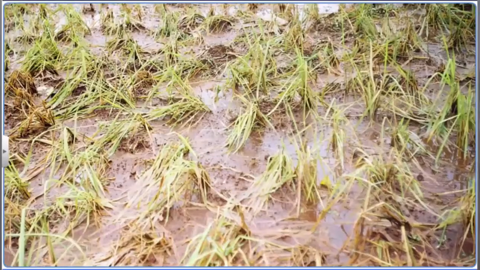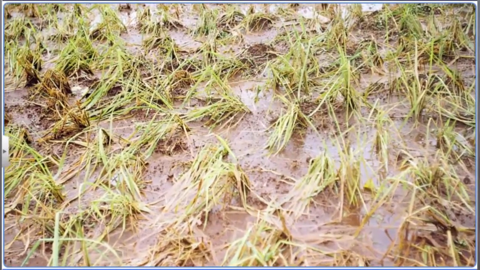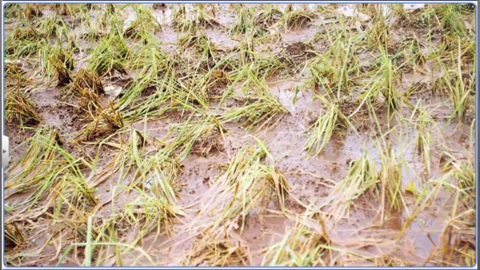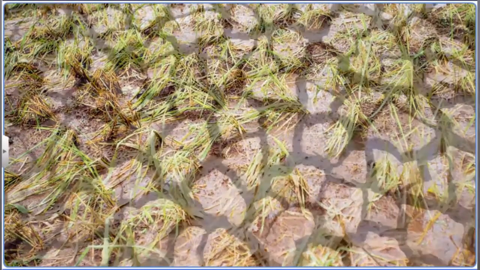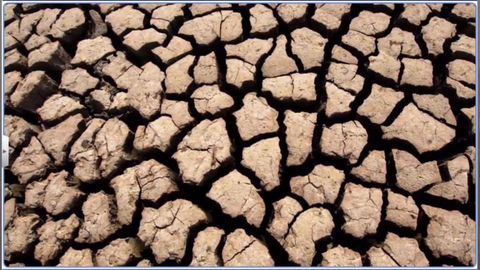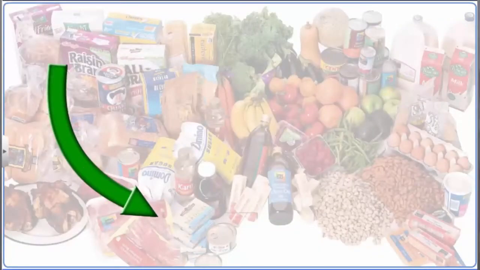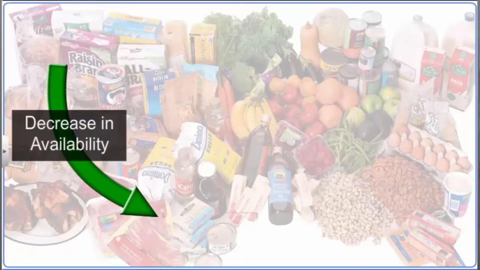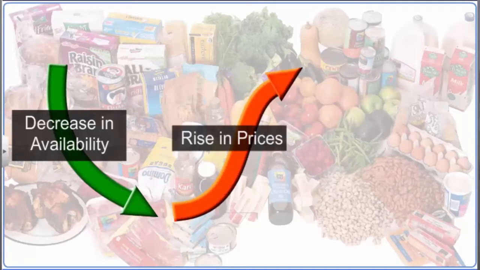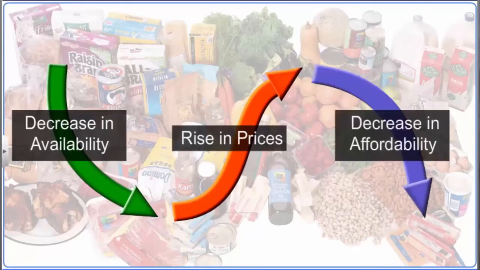Natural calamities like flood and drought destroy crops and existing food stocks. This triggers a chain reaction. Destruction and a decrease in the production of food cause a decrease in the availability of food. A decrease in the availability of food causes food prices to rise. The rise in food prices decreases the affordability, and more people are unable to buy food.